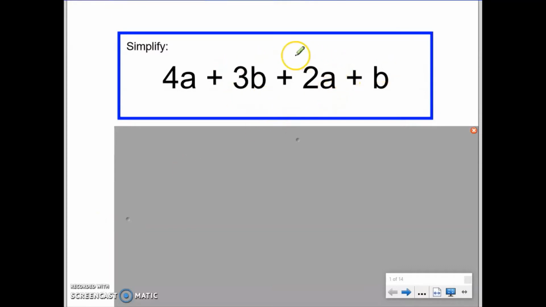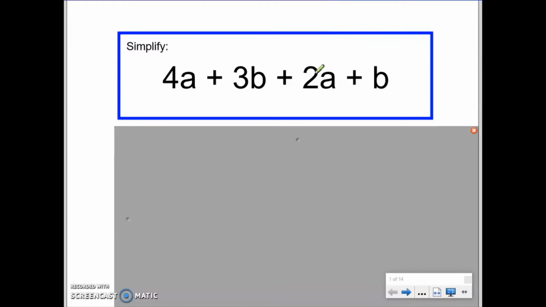Algebraic expressions can be collected together if they have like terms. This can be done by adding and subtracting. So for example, in this expression, we have some a's here, and we also have some a's here. Because they are like terms, because they have the same letter, they can be collected together and represented as one term. So this is a way of simplifying expressions.